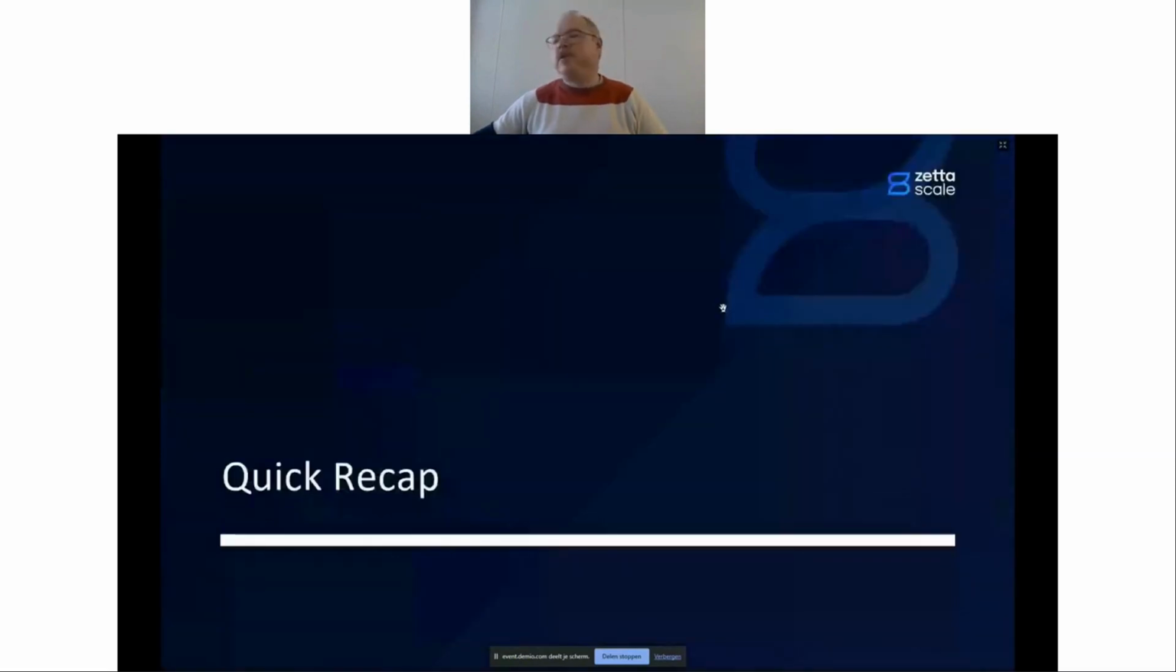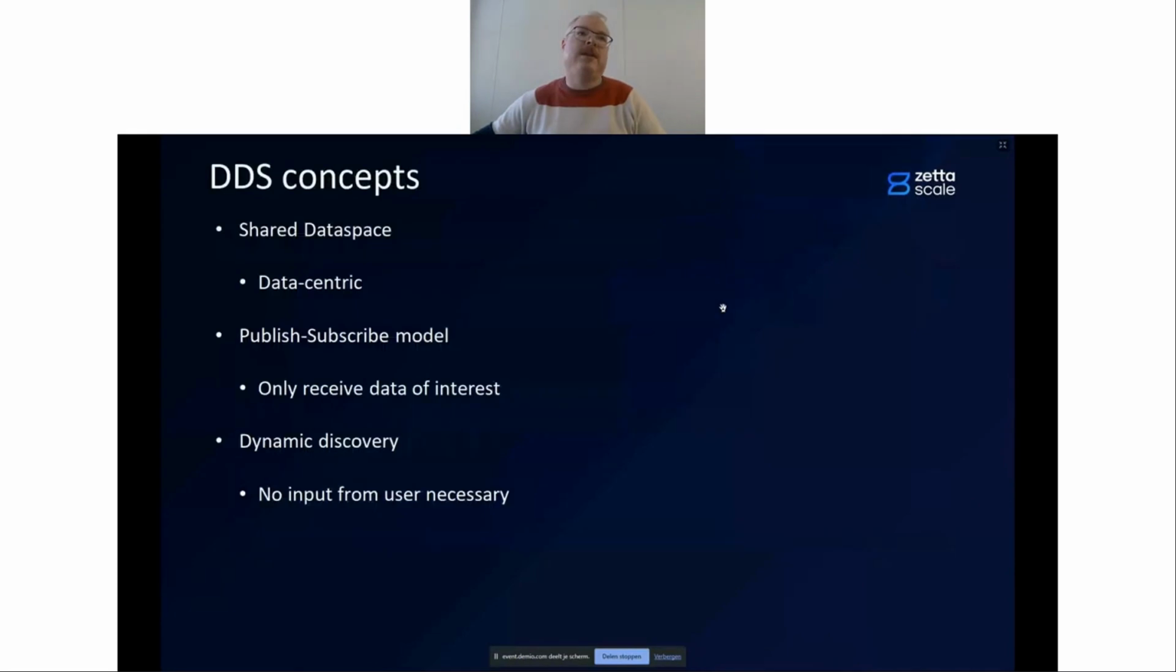So first, a quick recap. Cyclone DDS, or DDS in itself, is a shared data space, and it's data-centric. It follows a publish and subscribe model, so you only receive data that you're interested in, and it also uses dynamic discovery. So no input from your user is necessary to be able to see other nodes on the network. You don't have to log into servers, any of that business.